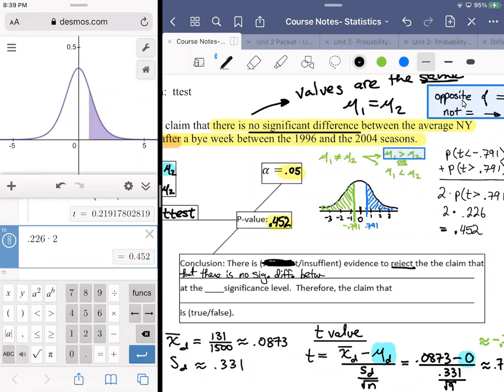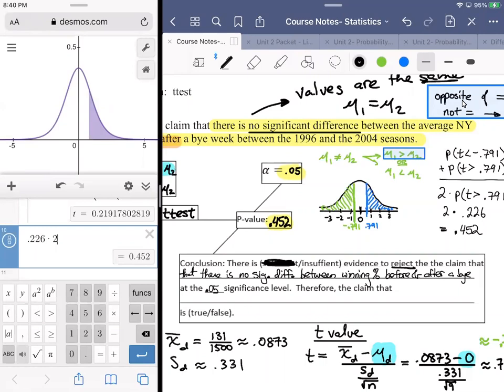between winning percentage before and after a bye week. I'm just going to say a bye. All right. So there is insufficient evidence to reject the claim that there is no significant difference between winning percentage before and after a bye at the 0.05 significance level.